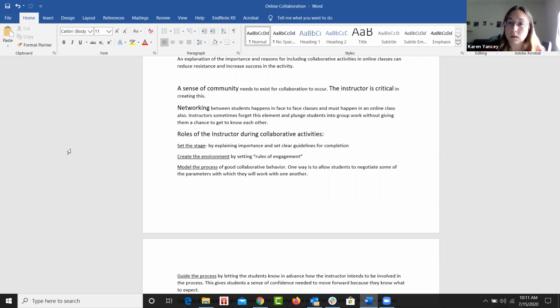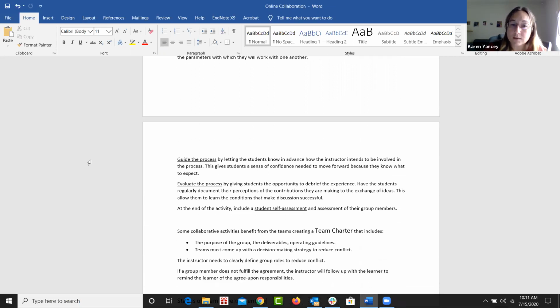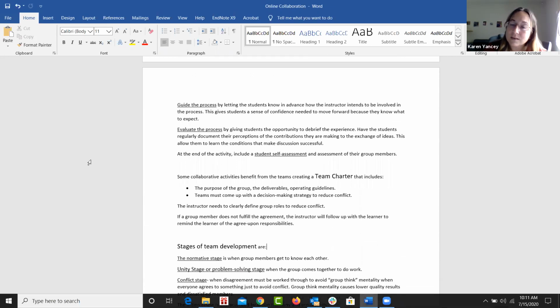The instructor needs to model the process of good collaborative behavior. One way to do this is to allow students to negotiate some of the parameters with which they will work with each other. And the instructor needs to guide the process by letting students know in advance how the instructor intends to be involved in the process. And this gives students a sense of confidence that they need to move forward because they know what to expect throughout the process.